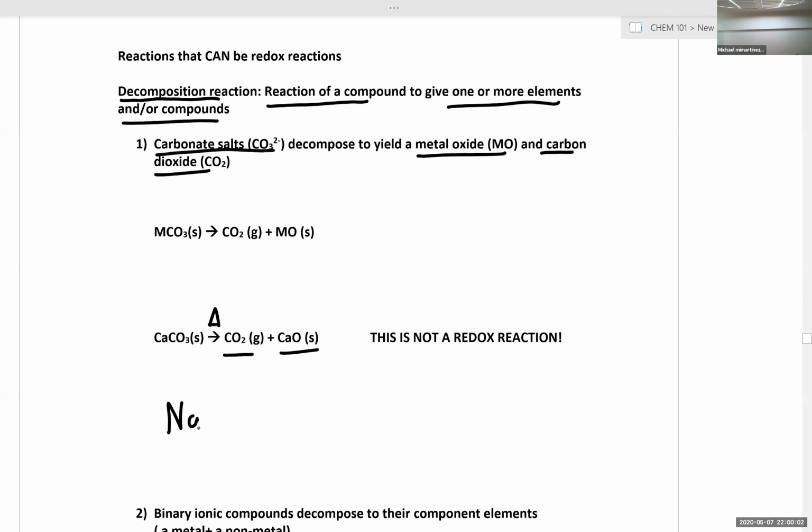Let's look at another example. If we have sodium carbonate and we heat sodium carbonate, what products would we expect to observe? Don't be shy to type in the chat. Carbon dioxide, yep. And what is our other product after carbon dioxide?